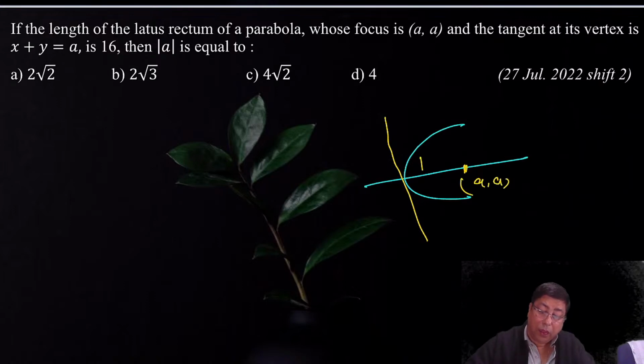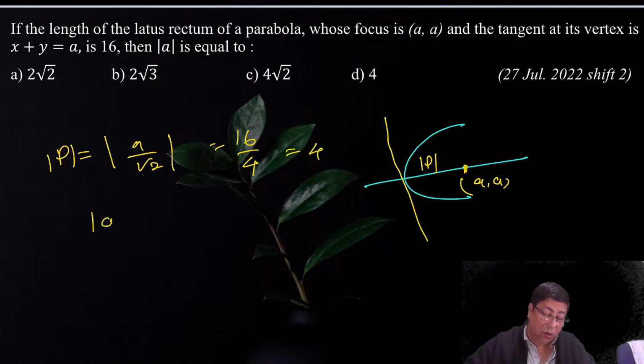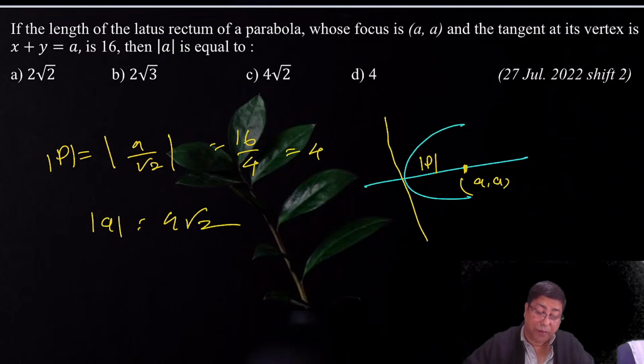A comma A, this is P, so P equal to mod P equal to A by root 2, that is coming 16 by 4, that is equal to 4, so mod A equal to 4 root 2. So here it is option number C.